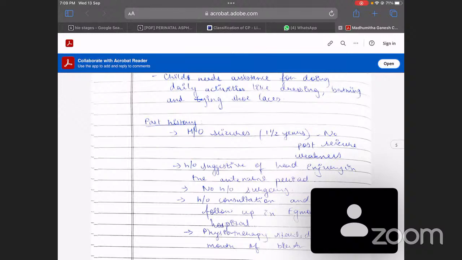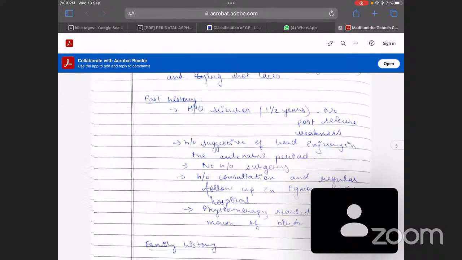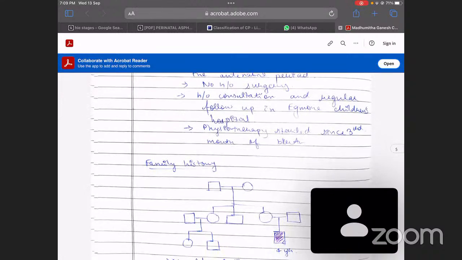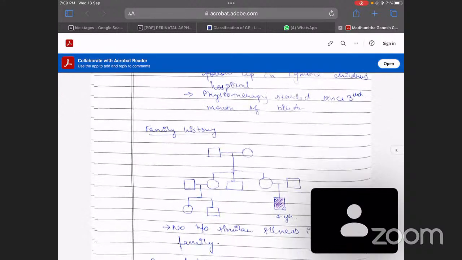Very good. Next. Coming to past history, there is a history of seizures, as mentioned before, for 1.5 years, with no post-seizure weakness. There is a history suggestive of head injury in the antenatal period because of a bike accident, but it is not a sure possibility. There is no history of surgery, and there is a history of consultation and regular follow-up in Egmore Children's Hospital. Physiotherapy was started from the third month of birth.